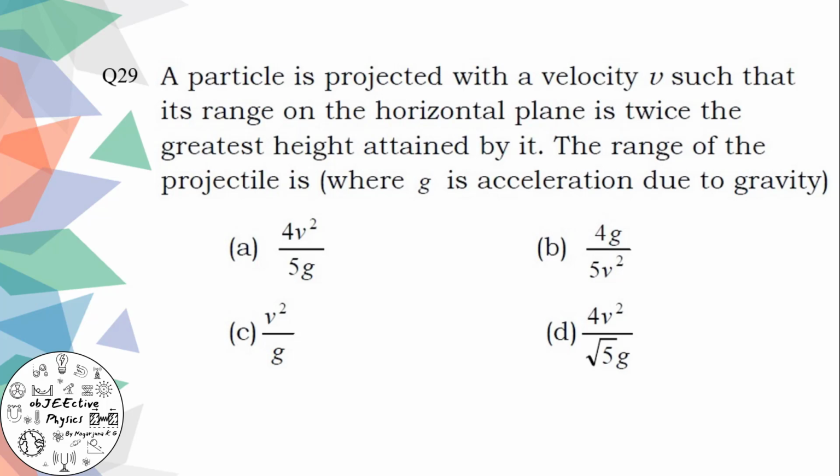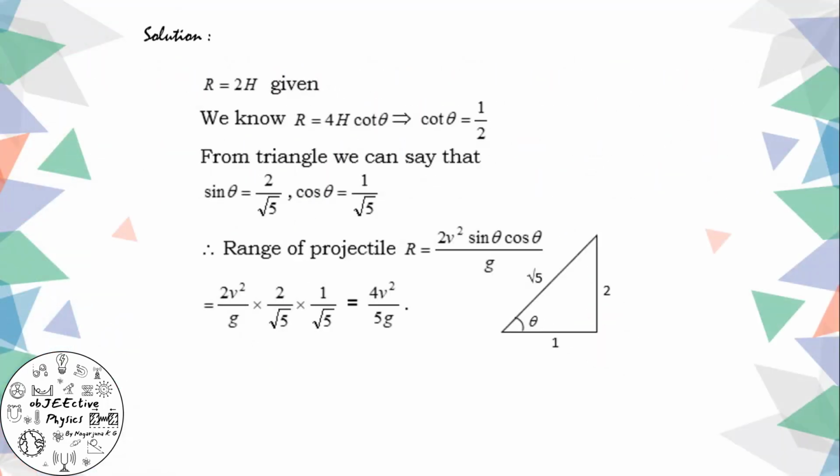29. A particle is projected with a velocity v such that its range on the horizontal plane is twice the greatest height attained by it. The range of the projectile is. Solution. Capital R is given as 2h in the question. We know that R is equal to 4h cot theta, which implies cot theta is equal to 1 by 2. From the right angle triangle in the diagram, sin theta is equal to 2 by root 5, cos theta is equal to 1 by root 5. By substituting all these values in the range formula, we will get 4v square by 5g.